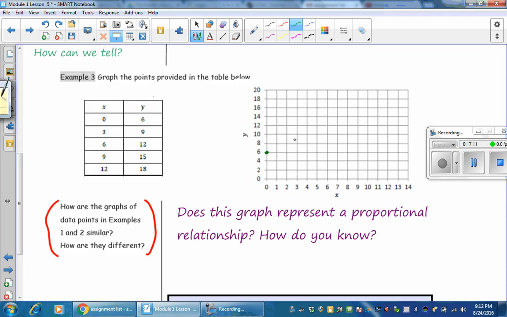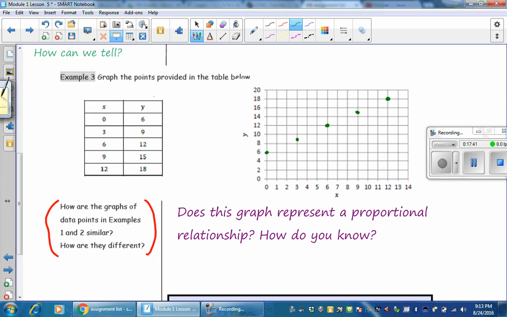Over to 3, up to 9. Now, 9 is not on your graph, but 9 is between 8 and 10. So we'll go over to 3 and up to 9. Over to 6 and up to 12. Over to 9 and up to 15. 15 is not on the graph, but it is between 14 and 16. And over to 12 and up to 18.